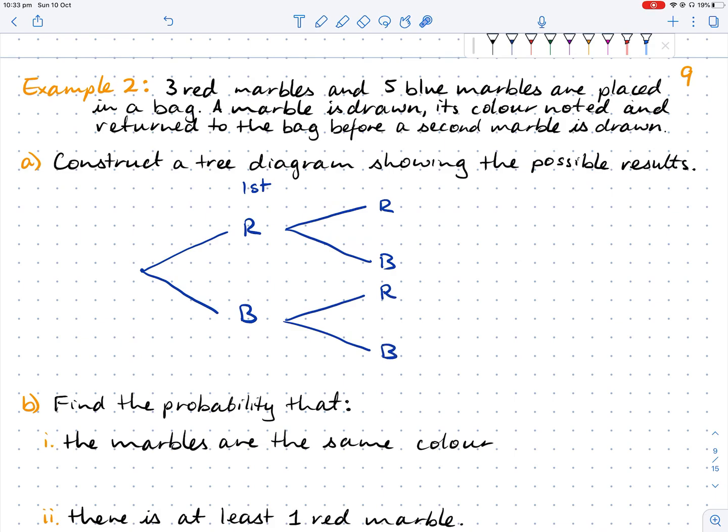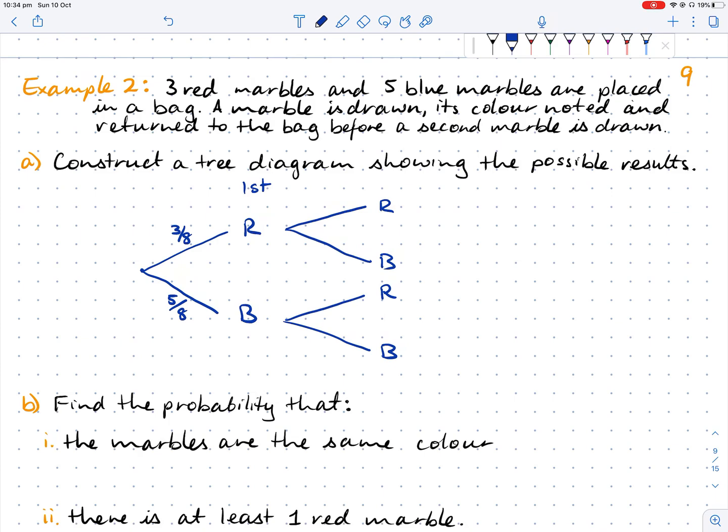But you can see we've got a different number of red and blue marbles. So what we do here is we write the probability along the branch. So the chance that we're going to get a red marble the first time is going to be 3 out of 8. So we're going to put 3 out of 8 here. So the probability of getting a blue marble is going to be 5 out of 8.